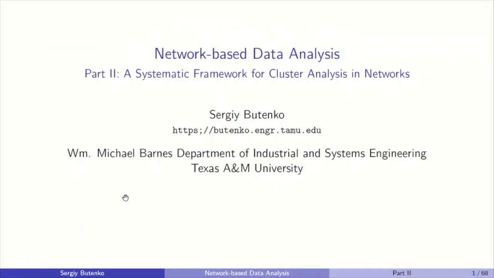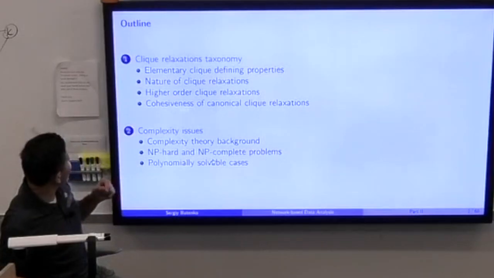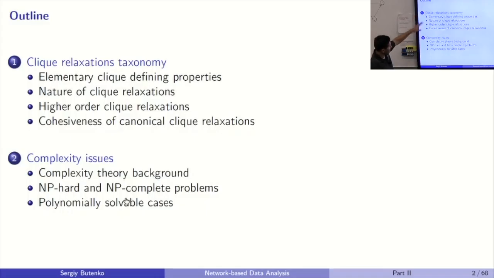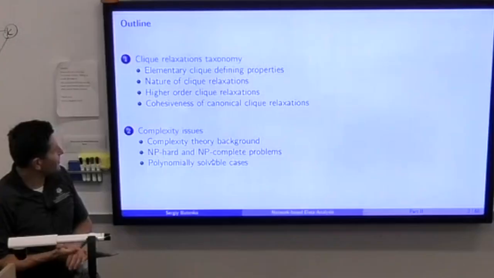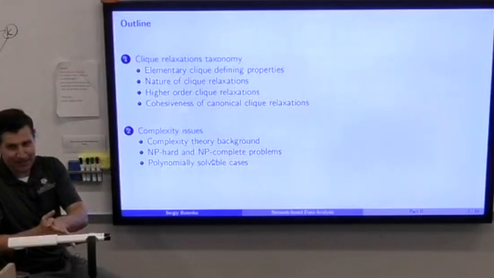The second part of our course is a systematic framework for cluster analysis in networks, introducing the order in the jungle, as we said. There are two parts here that I wanted to cover. Of course, the big one will be this clique relaxations taxonomy, the framework. That's the main topic of discussion today. And then the plan is to gradually move towards the next day.